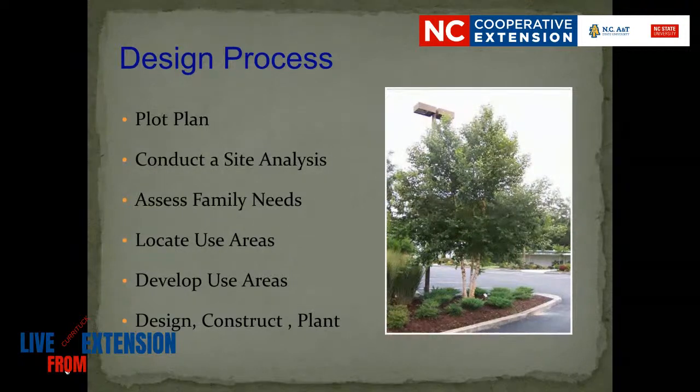The design process is the things you're going to do to really start putting this down on paper and getting things together at this point. So you're done with the thinking process and now you're actually putting it down on paper. The first thing you want to do is get a plot plan. You want to conduct a site analysis, assess your family needs, and that includes animals, grandkids, nieces, nephews, things like that. Locate your use areas, develop your use areas, and then design, construct, and plant the landscape.